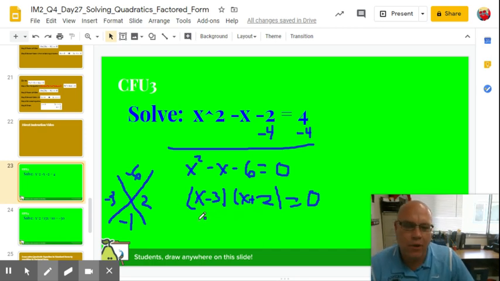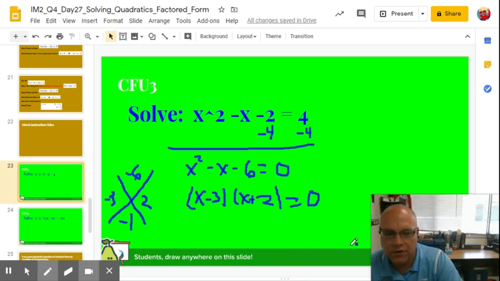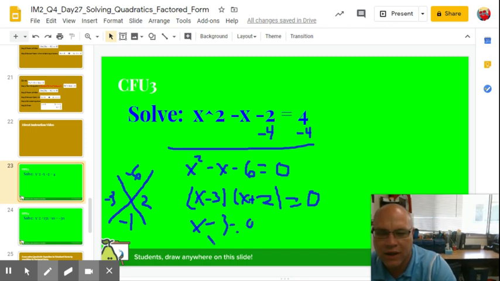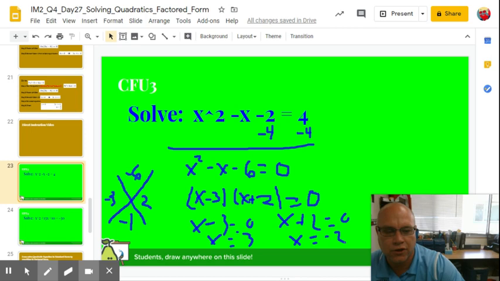Okay? So now we can use zero product property where we set each factor to 0. So we're going to go x minus 3 equals 0. So we add 3 to both sides. X equals 3. And then we're going to get x plus 2 equals 0. So then we're going to get x equals negative 2.